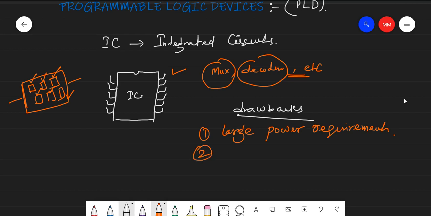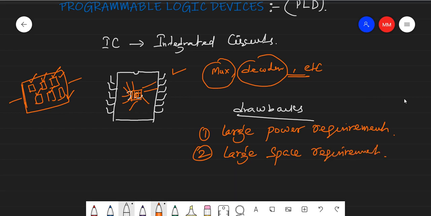The second one is that the chip of an IC is very small, but the interconnections and pins take more space. Therefore, by using n number of ICs in a logic function or circuit developed by students, it will take more space. So I can say a large space requirement also.